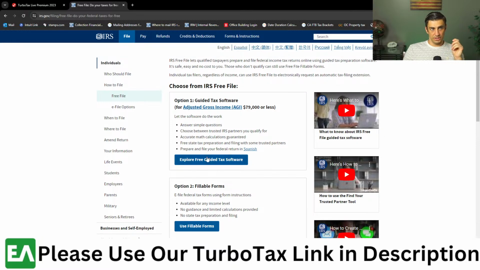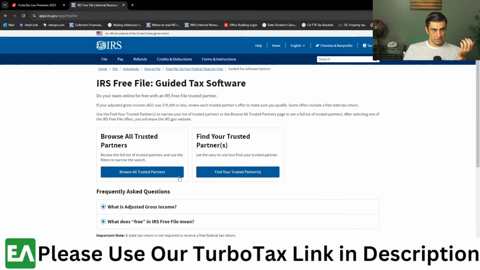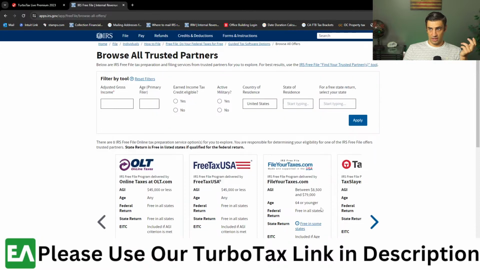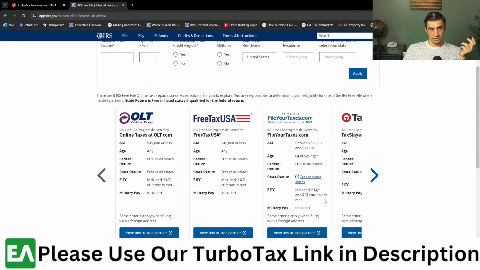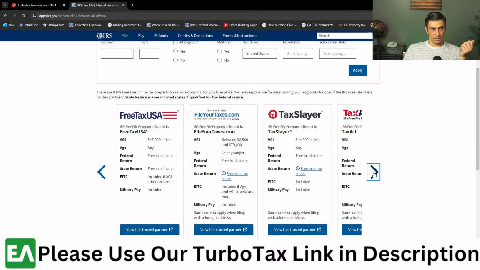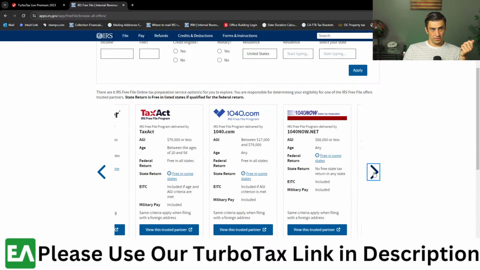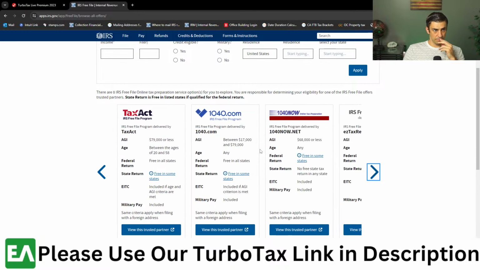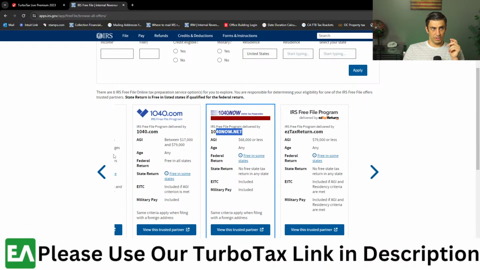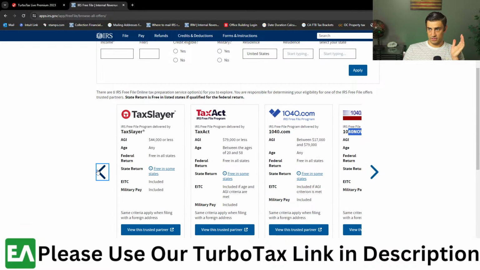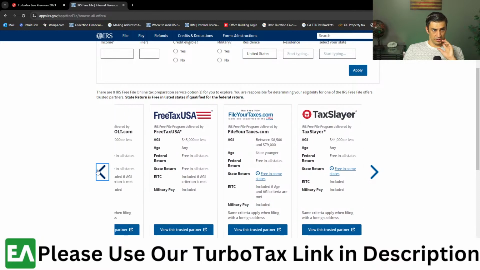See, what did we use here? Did you use the guided tax software? I'm assuming so. And so which one do we use here? Right, browse all trusted partners or find your trusted partner. And then they have all the different ones. Which one did you use? This is how I thought this worked. And they have all these different ones, right? So you have to tell me which one we did, and we would have to log in there to do that, I'm assuming.